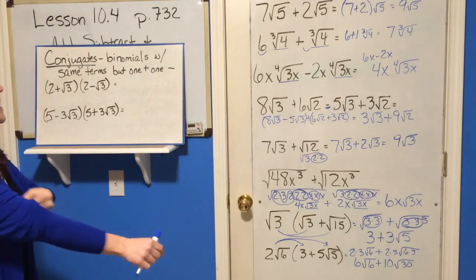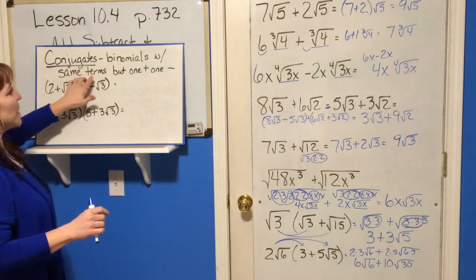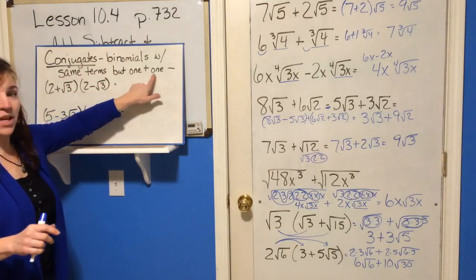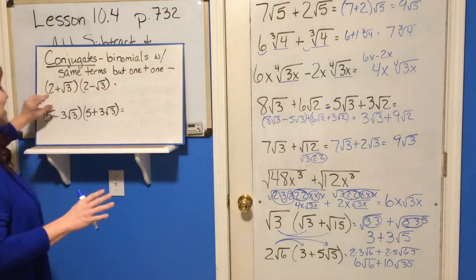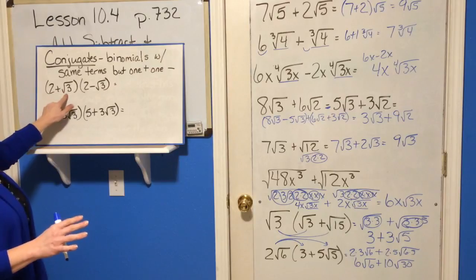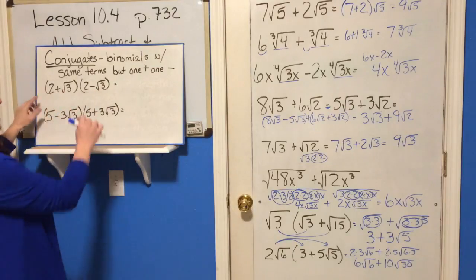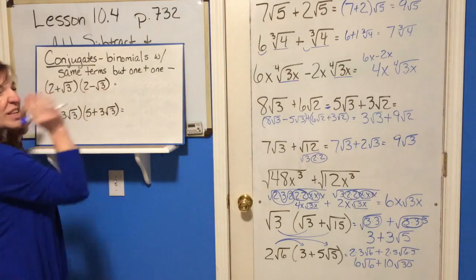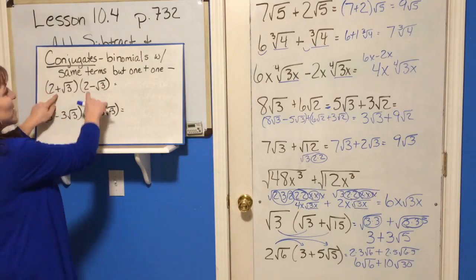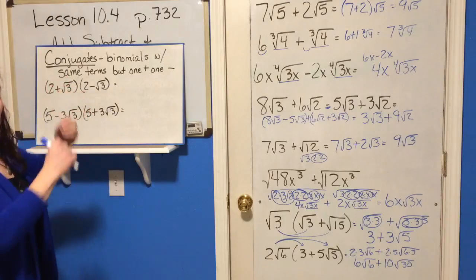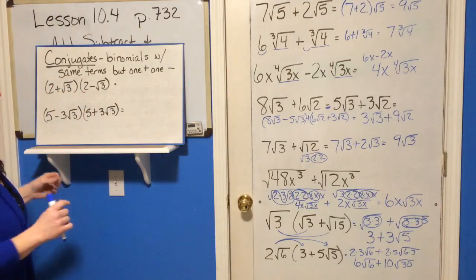A conjugate is a binomial with the same terms, but one is plus and one is minus. So here's a set of conjugates. 2 plus square root of 3 and 2 minus the square root of 3. The terms are exactly the same. The 2 and the square root of 3 are exactly the same, but one is positive and one is negative in between. One is plus and one is minus. Let me show you why that's handy.